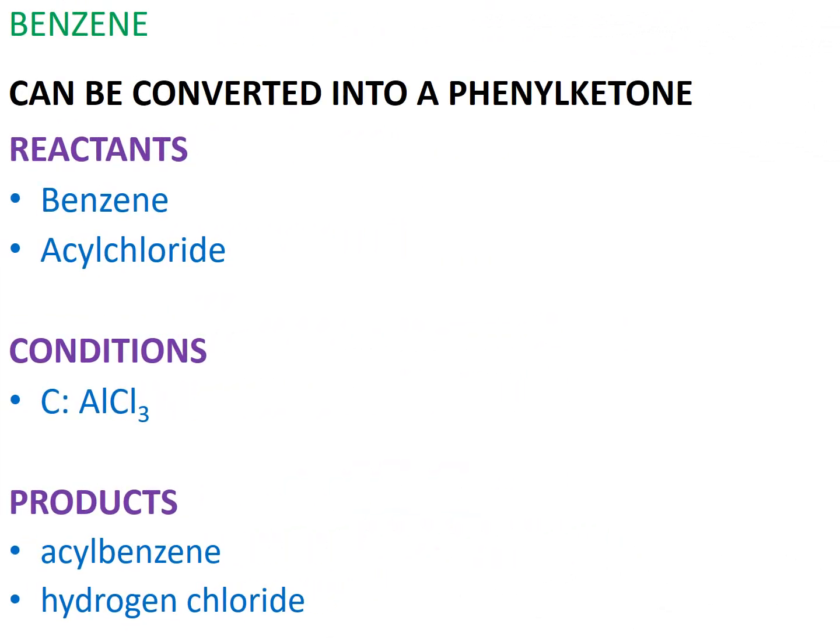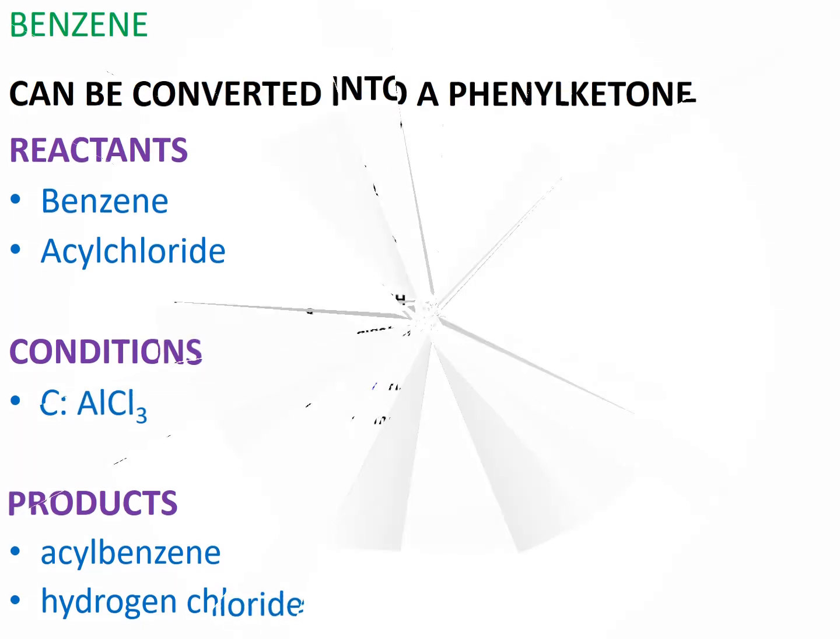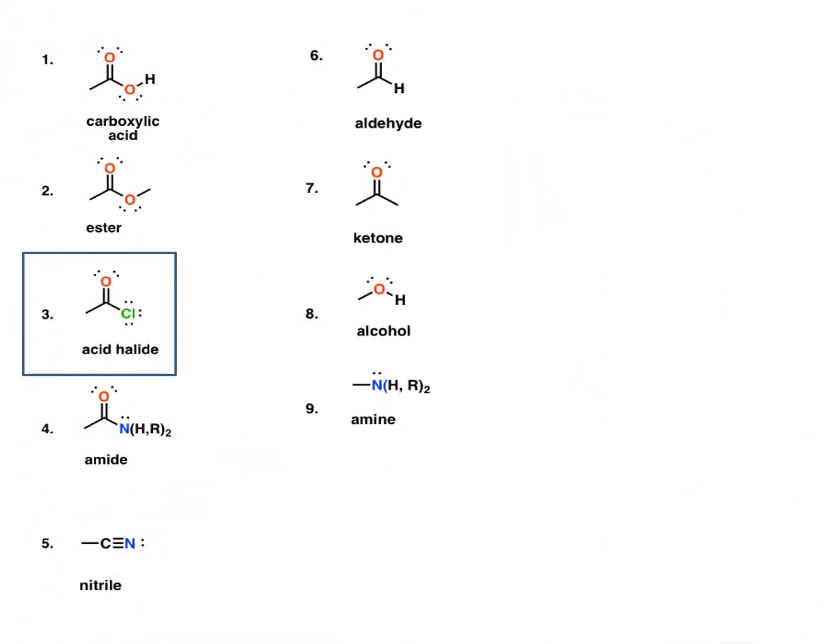Another reaction involving the specific halogen carrier, aluminium chloride, is the conversion of a benzene ring into an acylbenzene or phenylketone. When added to your reactants, an acylbenzene and hydrogen chloride will be produced. If we return back to the naming of benzene derivatives, you might have seen this organic compound called an acid or acyl halide.